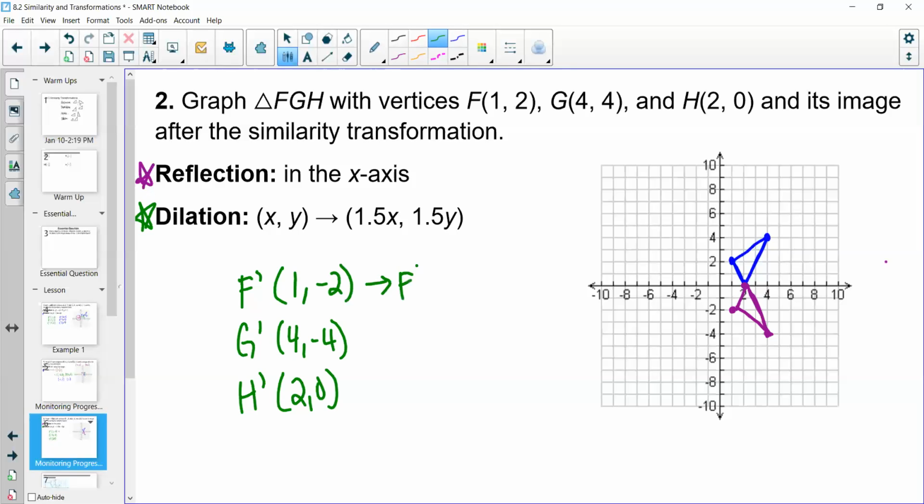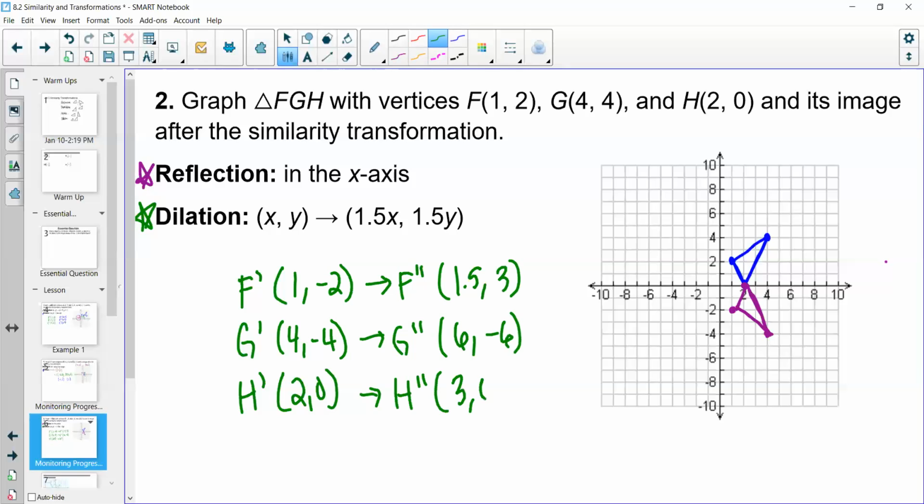So our f double prime, our g double prime, and our h double prime are going to be when we have those other points and we multiply them by 1.5. So our f double prime is going to be 1.5, and 2 times 1.5 is going to be 3. And then we've got our 4 times 1.5, which is 6, and a negative 6. And then our last one here is going to be at 3, 0.